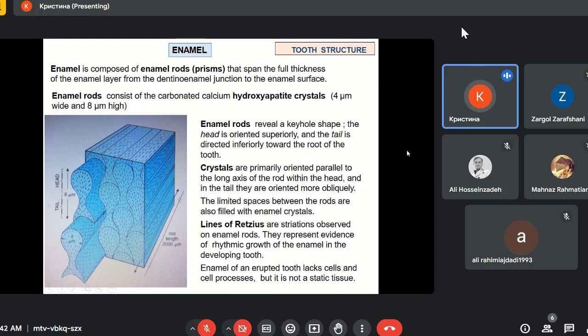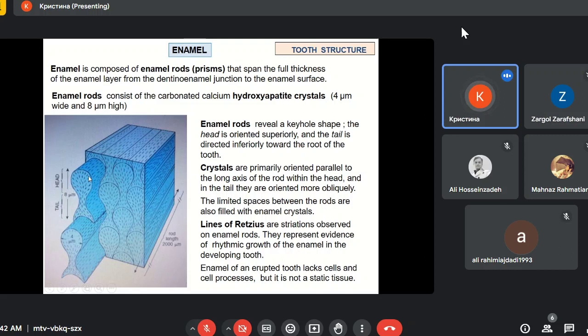To discuss the process of the formation of enamel, we should say a few words about the structure of enamel. Enamel is composed of the so-called enamel rods or prisms that go through the entire thickness of the enamel from the dentin enamel junction to the enamel surface. Here you can see these enamel rods. Each enamel rod is an elongated structure, so here is the cross-section of enamel rods. Each enamel rod in the cross-section has a keyhole shape.